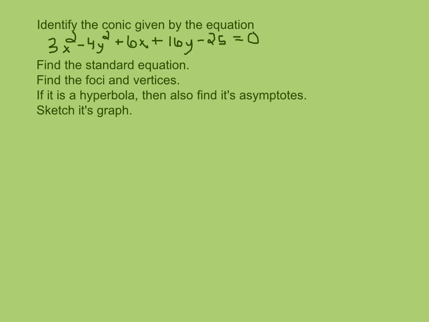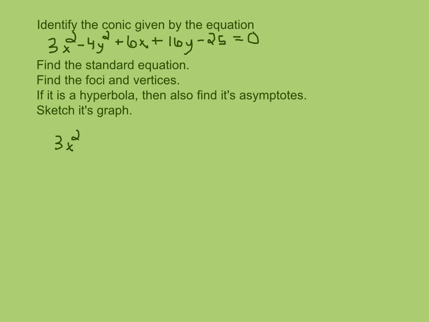Identify the conic given by the equation 3x squared minus 4y squared plus 6x plus 16y minus 25 equals 0. And after we identify, we're to find the standard equation, find the foci and vertices, and if it's a hyperbola, we need to find the asymptotes. And finally, at the end, sketch the graph. And so we must start by completing the square.